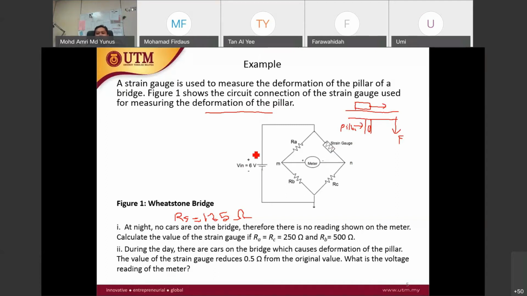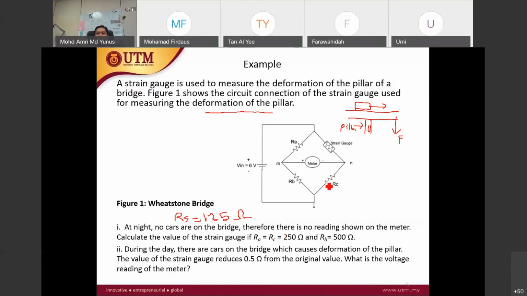So in this application, the strain gauge is placed on the pillar, and then the strain gauge is configured into a Wheatstone bridge, as shown in this figure. The question is that at night, no cars are on the bridge, therefore there is no reading. So at night, the bridge is at balance.